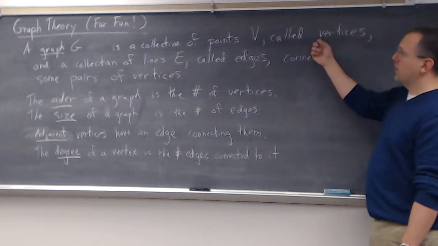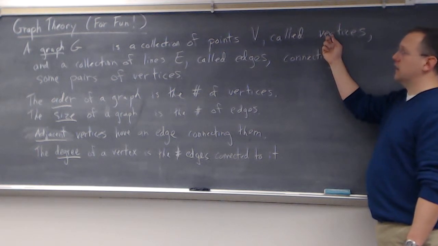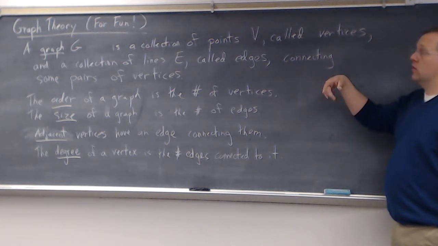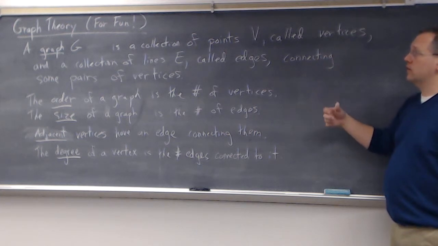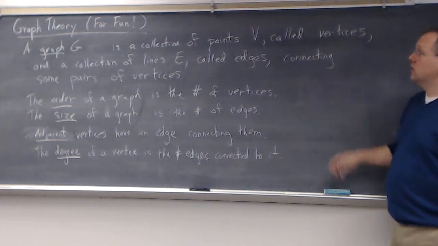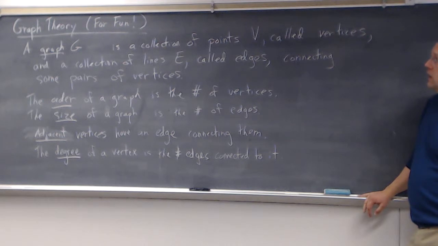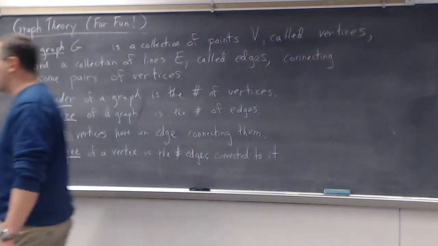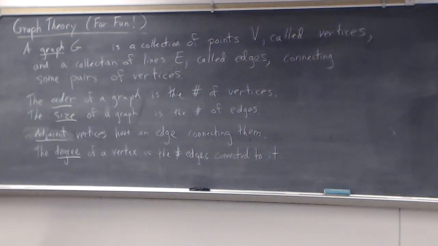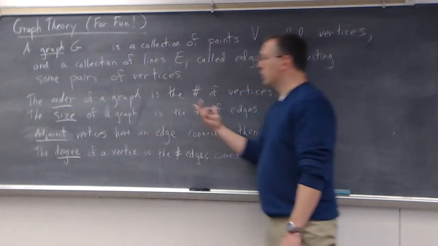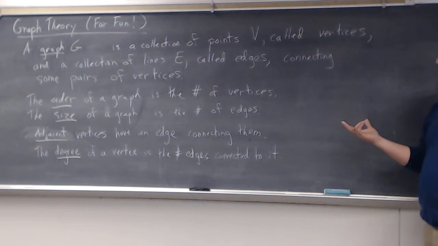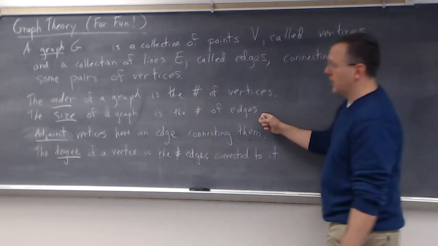If you have two vertices in V, you could have one line, or you could define it in such a way that there's more than one edge connecting two vertices. There are all different types of shapes and sizes of graphs, so we'll look at some examples. When I say the order of a graph, I'm talking about the number of vertices. When I talk about the size of a graph, that means the number of edges.